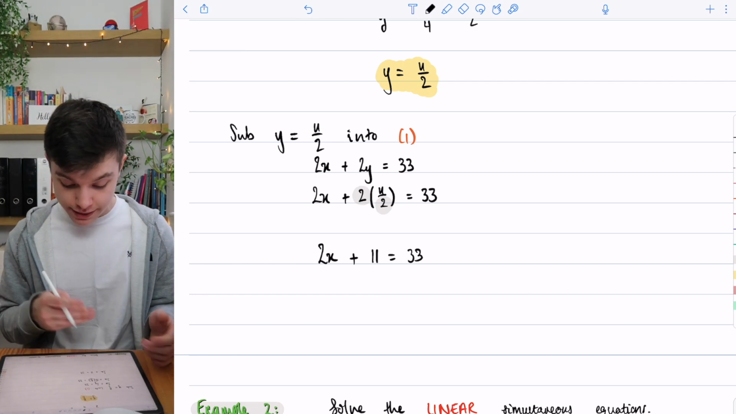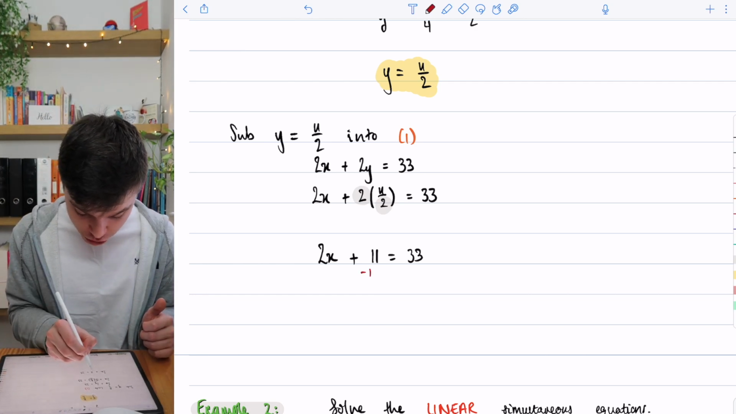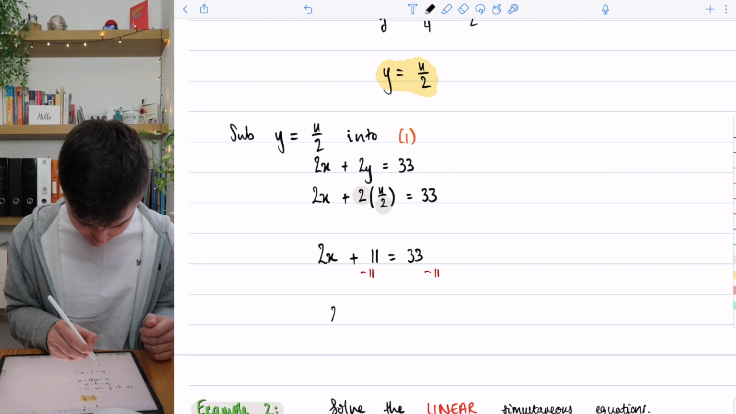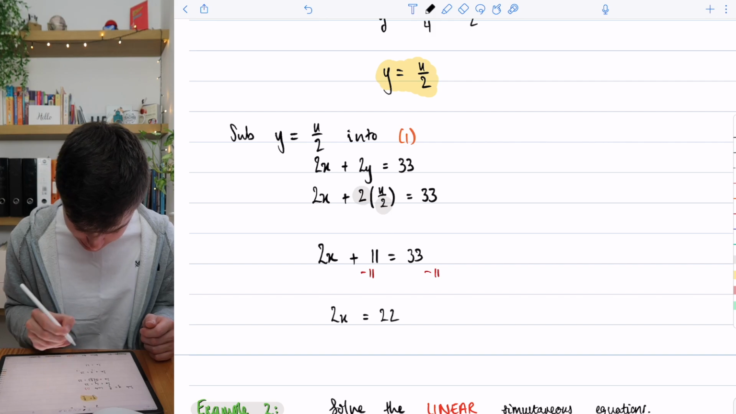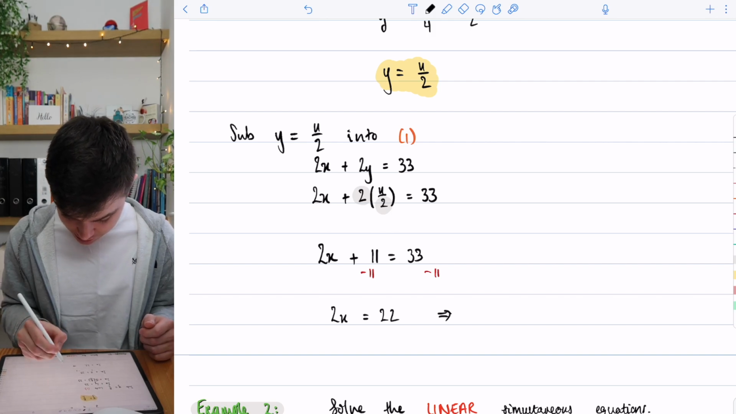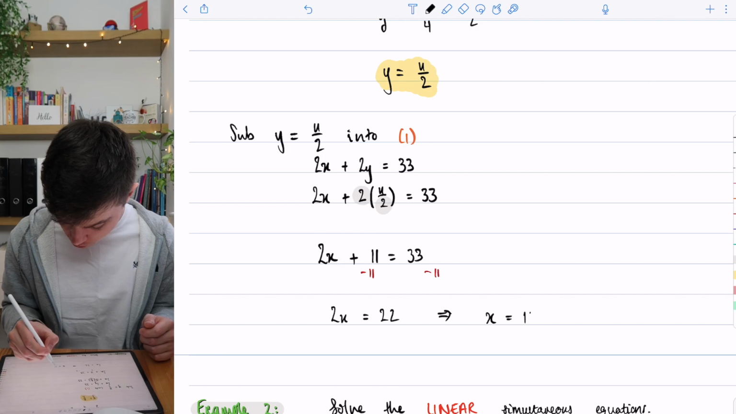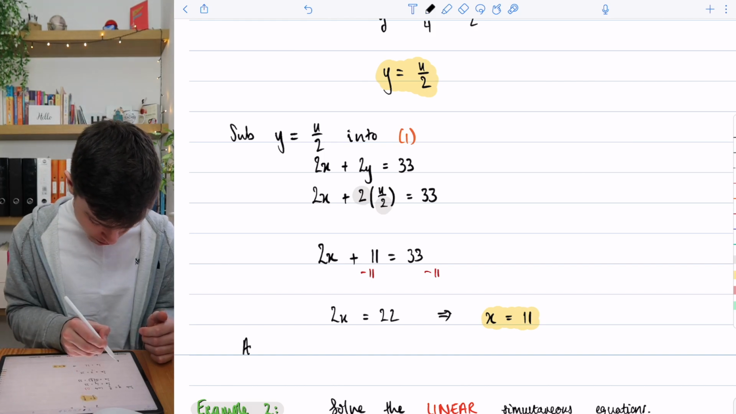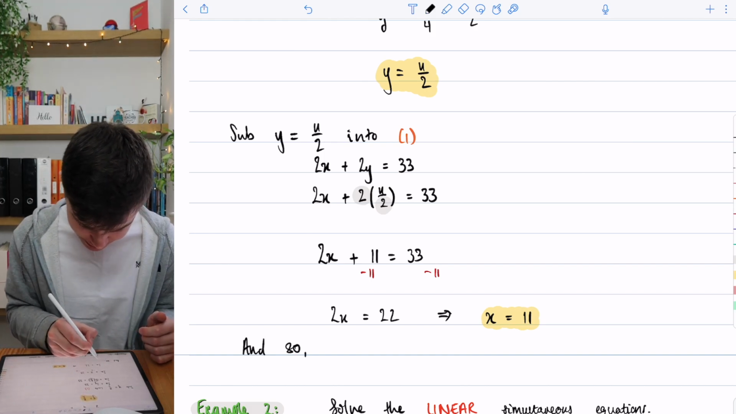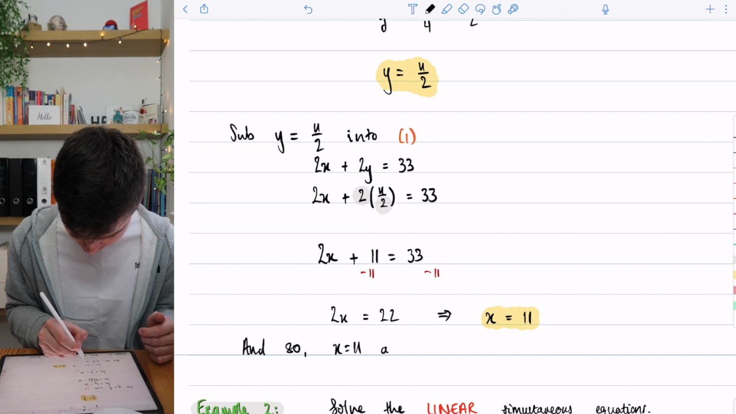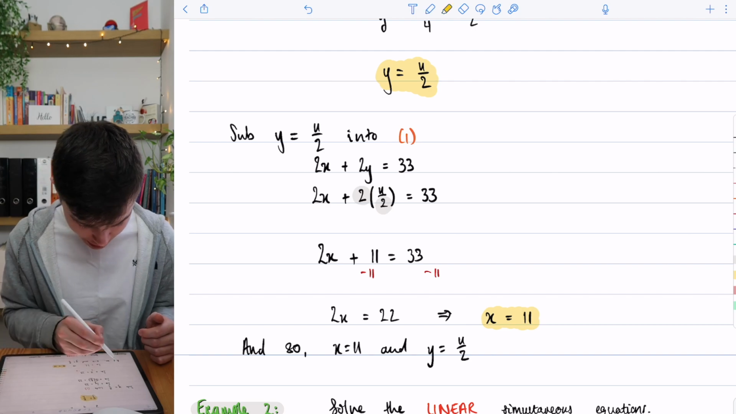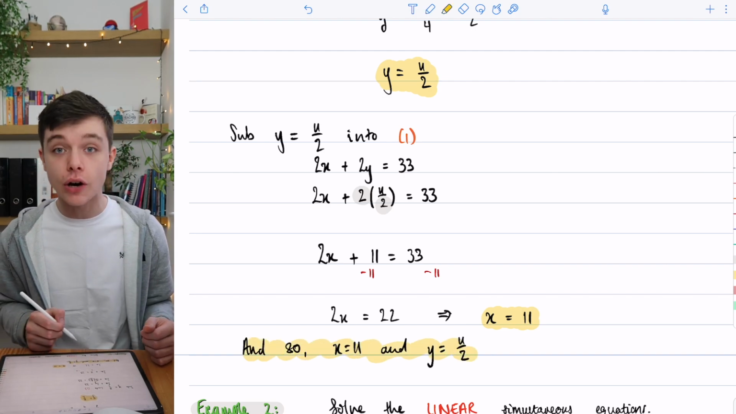And then what I can do is I can take 11 from both sides. It's now just solving a normal linear equation. So I'm going to have 2x will be equal to 22, and then I can write, well, that's going to tell me that x will be equal to 11. And that then is my value for x. And then what we can do is we can say, and so, and I always like to write this at the end, x is equal to 11, and y is equal to 11 over 2. And that's just a nice way to finish off your answer.